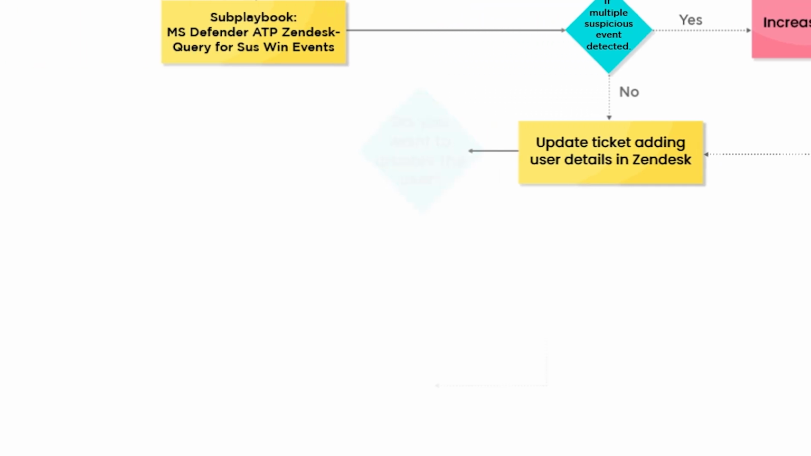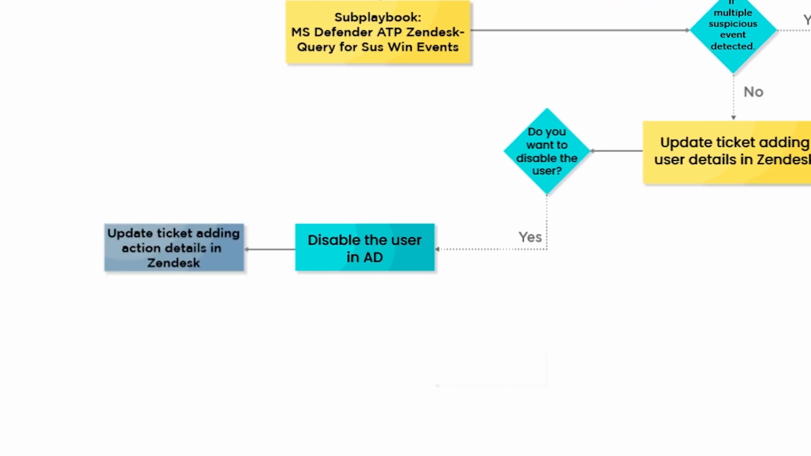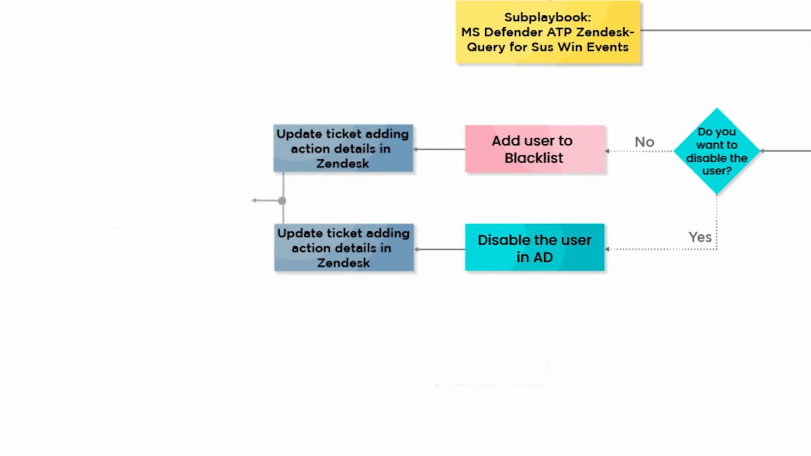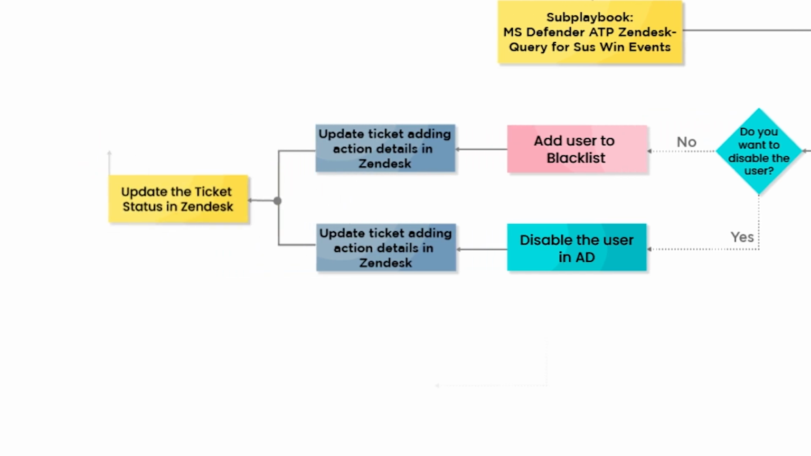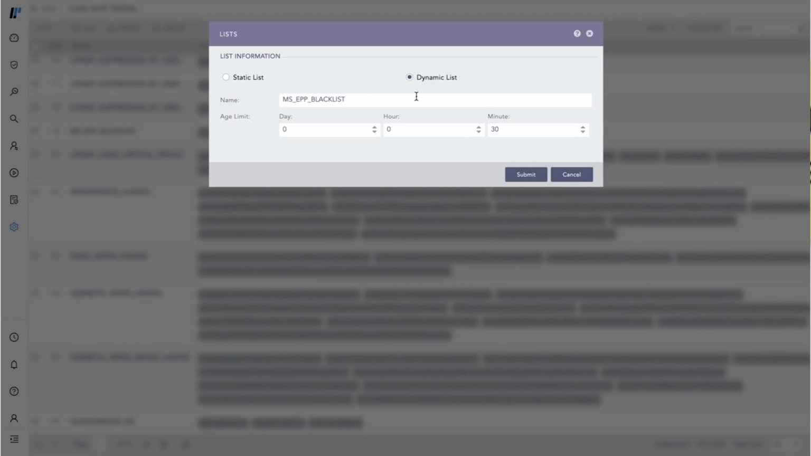Once the ticket is updated, the SOC analyst will encounter a prompt. Option 1. If you type disable in the prompt, the user is disabled, and the Zendesk ticket is updated to indicate this. Option 2. If you type no or anything other than disable, the user is added to the MS_EPP_ blacklist, and the Zendesk ticket is updated to mark the user as suspicious. The MS_EPP_ blacklist is a dynamic list already created and maintained in LogPoint.